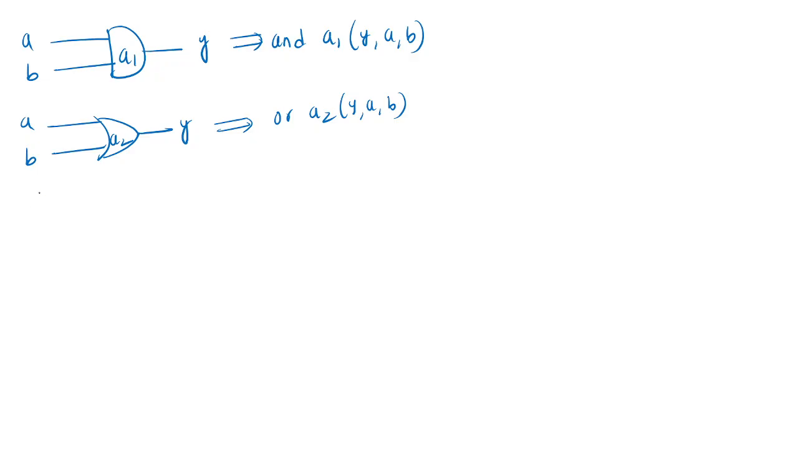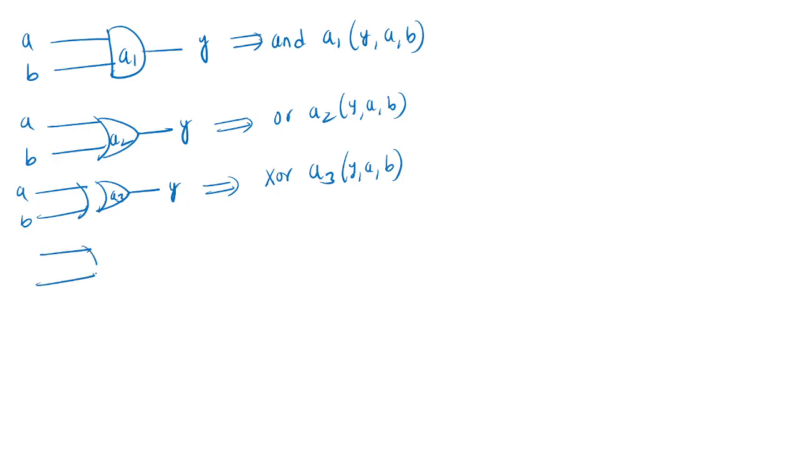Similarly, the XOR gate with A, B, Y. For the XOR gate you are using XOR A3, let us take this is A3. A3 Y comma A comma B. Similarly, XNOR also. This is the bubble gate with A, B, and the gate level instance is A4, and you are using XNOR A4 Y comma A comma B.